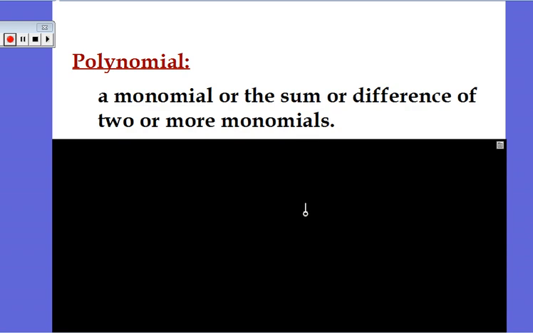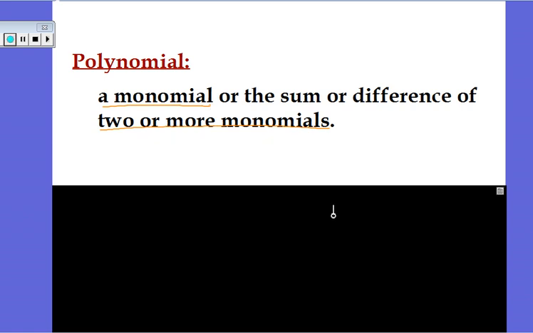Okay, so a polynomial is a monomial, or the sum or difference of 2 or more monomials. Okay, so we're looking at adding or subtracting 2 or more monomials, or just a monomial by itself. Okay, so some examples.